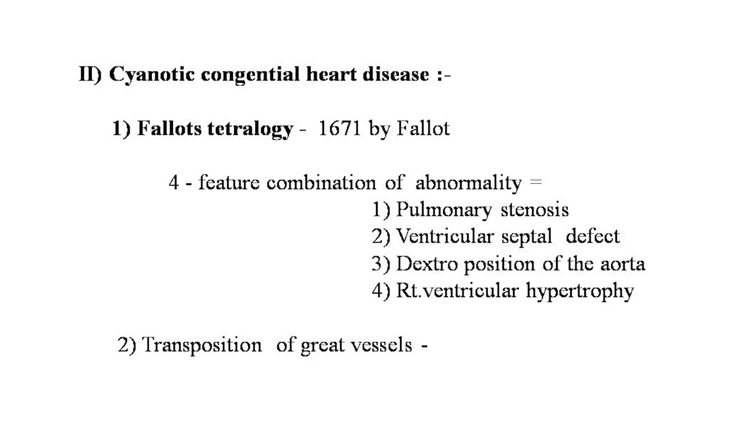Tetralogy of Fallot. It was first described in 1671 by Stensen, but little was understood until 1888, when Fallot clearly described the combination of the abnormalities, and that is why this condition is called Fallot's tetralogy. The four main features are pulmonary stenosis, ventricular septal defect, dextroposition of the aorta, and right ventricular hypertrophy.